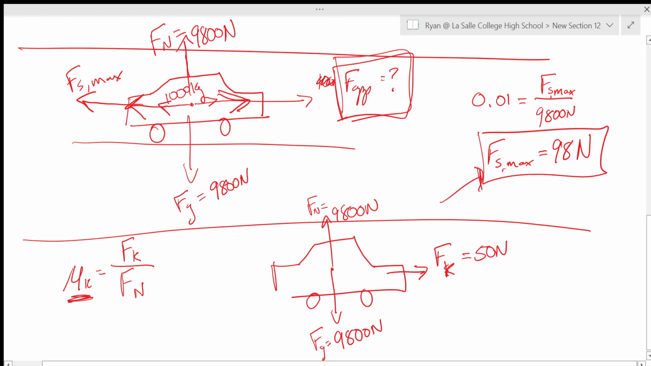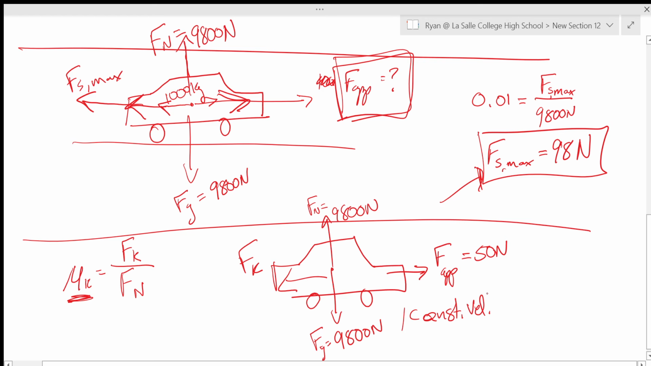And the question is, well, you know what? Hold on. Sorry about that. This is how much I push, so this is the applied force. But I know if I'm pushing it forward, then there must be a force pushing it backward if this whole thing is moving at constant velocity. So I'm pushing this along at constant velocity.